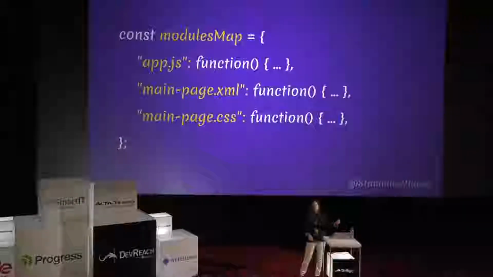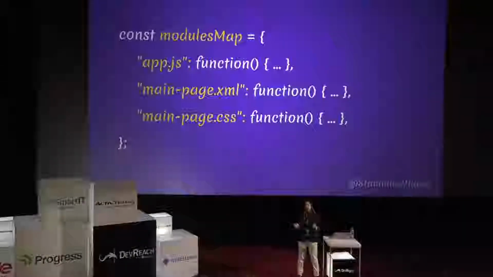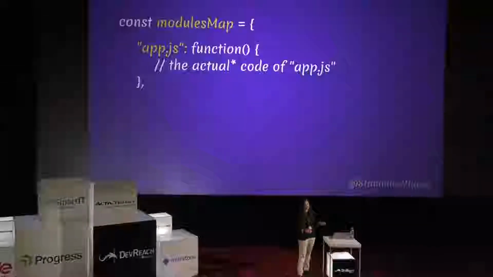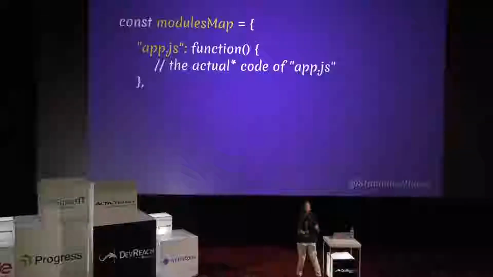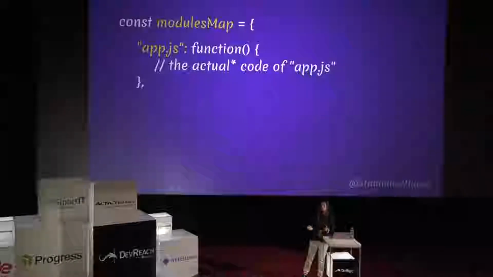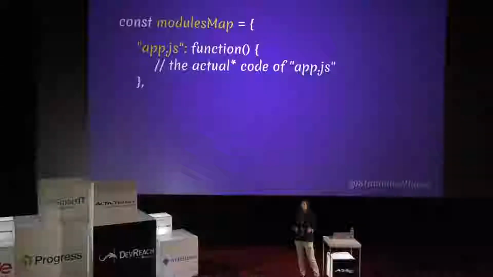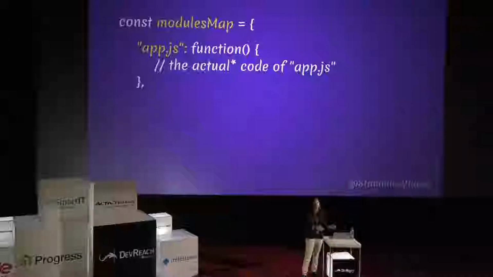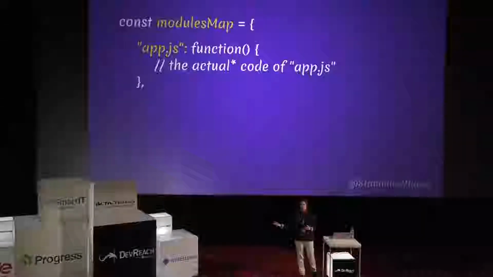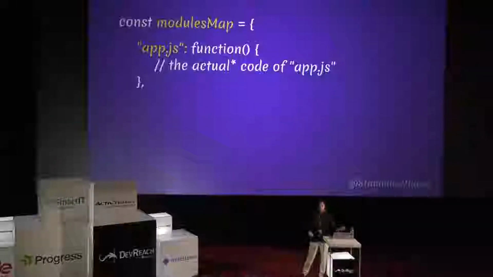The keys are the paths or the names of our files, and the values are some functions. And these functions wrap the code of the file, right? And that code can be pretty much modified during the Webpack build process. For example, if you have a TypeScript file, Webpack can transpile the file to JavaScript while it's compiling it.